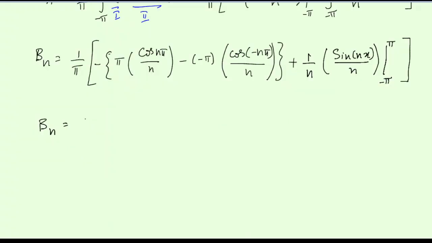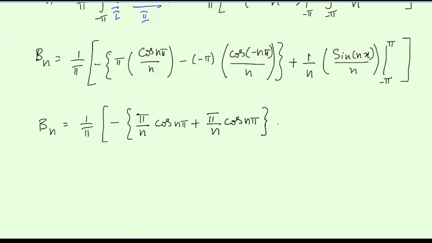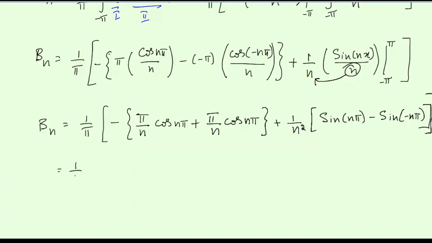Next, Bn equals 1 by pi. Here you have pi by n cos n pi. This minus into minus becomes plus pi by n. Cos minus n pi is cos n pi. So cos n pi. Hope everything is clear to you, students. Plus 1 by n. Next, I am taking this n and multiplying along with this. So it becomes n square. Applying the limits we have sin n pi minus sin minus n pi. Okay. So 1 by pi.